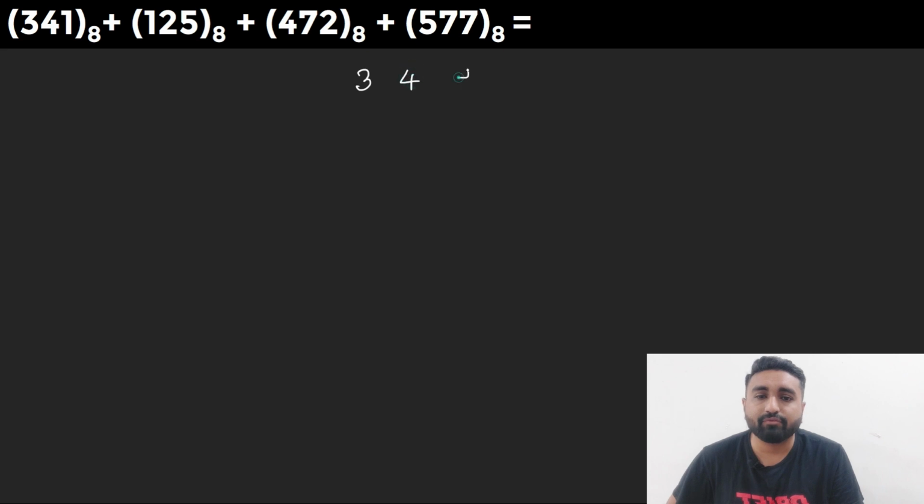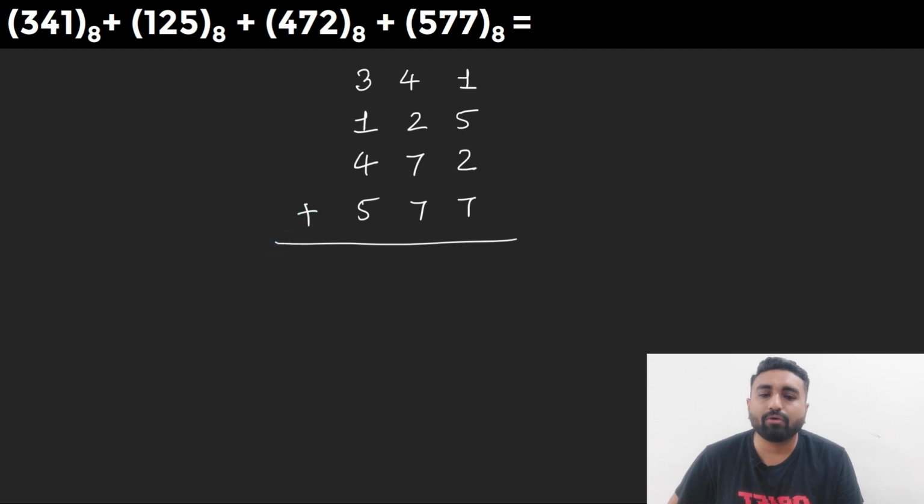The first number is 341, second number is 125, third number is 472, and fourth number is 577. You need to add all these 4 numbers, and we will start with the last column.